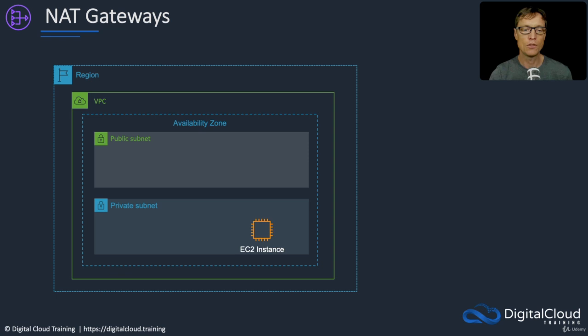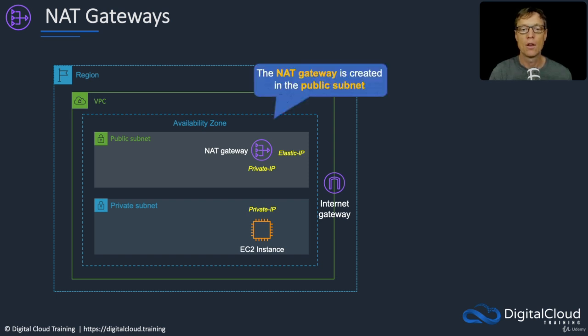So we have an EC2 instance in a private subnet. So it has a private IP address only. So even if we have an internet gateway, it can't use the internet gateway. Now what we do is deploy a NAT gateway. The NAT gateway has both a private IP address and an elastic IP address, so that's a public IP address. Really important to realize that the NAT gateway is created in a public subnet, not in the private subnet.